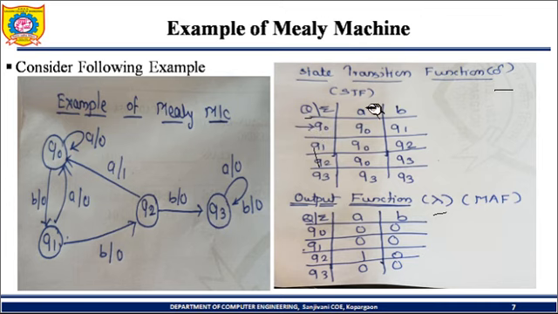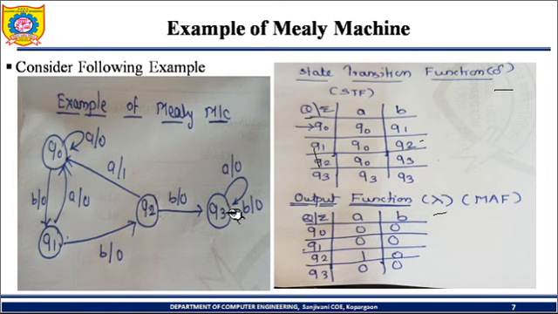So Q0 after accepting A, it will be in Q0. You can see Q0 after accepting A, it is in Q0. Q0 after accepting B, it is in Q1. Okay, Q1 after accepting A as input, it will be in Q0. So that's why we have shown here Q0. Q1 after accepting B, it is in Q2. So here Q2 is shown.